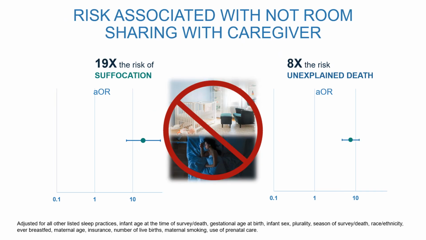The infant sleep area not being in the same room as a caregiver was associated with 19 times the risk of suffocation and 8 times the risk of unexplained death. Here again, we had a pretty wide confidence interval around the point estimate for suffocation risk that overlapped with the estimate for unexplained death, meaning you cannot rule out the possibility of the point estimates being the same. But the important piece here is that there's a huge increase in risk of dying.